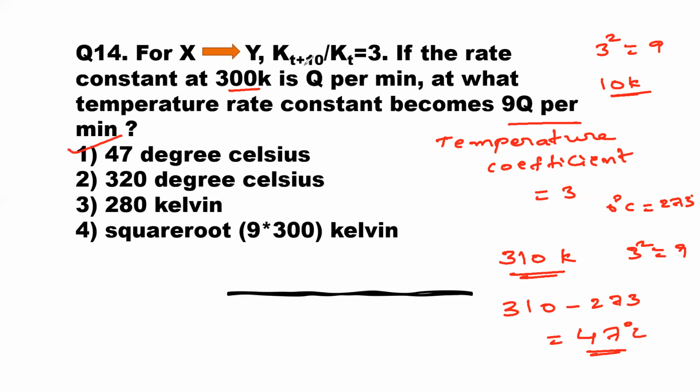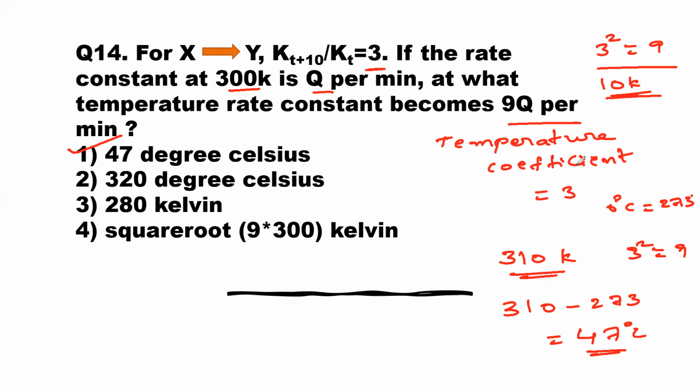So they have given the temperature coefficient is equal to 3. If the rate constant at 300 kelvins is Q per minute, then at what temperature does the rate constant become 9 Q per minute? 9 Q means definitely it should be 3 square. 3 square means the increase in temperature should be 310 kelvins, because for every 10 kelvins or 10 degrees rise of temperature, the rate constant doubles. The rate constant doubles.